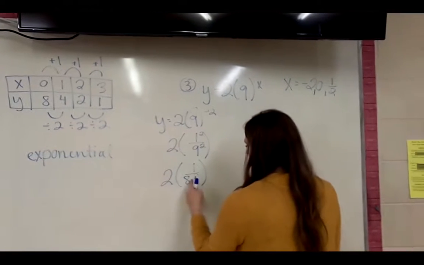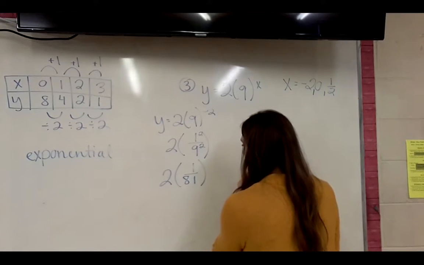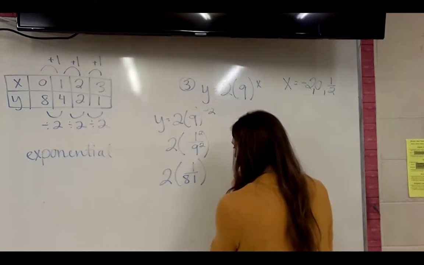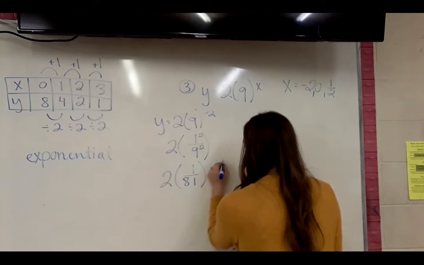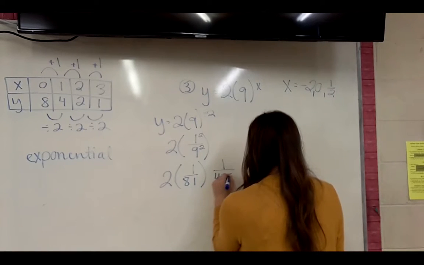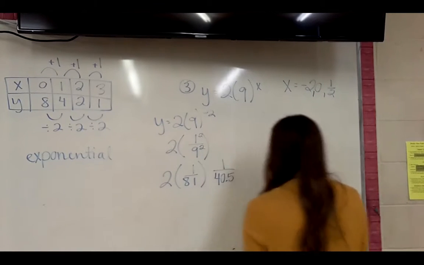Because the 2 over 1, they cross cancel, to where you're doing 81 divided by 2. 80 divided by 2 is 40, so 40.5. It just doesn't look right. If you get something different, that's okay.